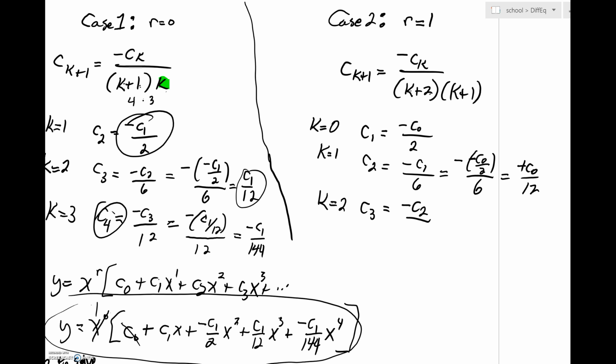Well, what you got, plain and simple, you've got your negative c sub 2 here. When you let k equal 2, 2 plus 2 down here is a 4. 2 plus 1 is 3. 3 times 4, you're going to get a 12. And you just found that c sub 2 is a positive c sub 0 over 12. And then we can divide by 12. And what are we left with? A negative c sub 0 all over 144.